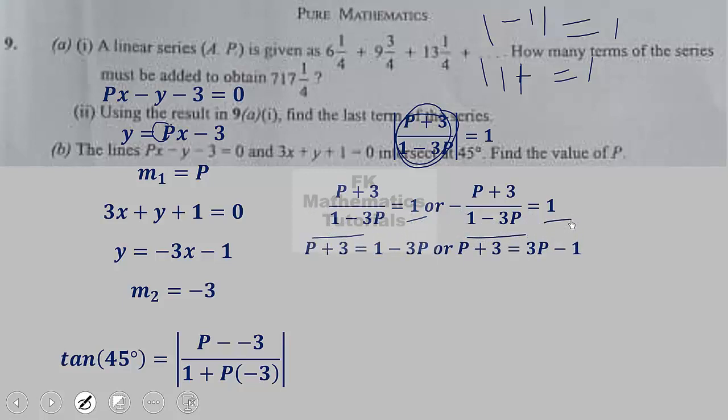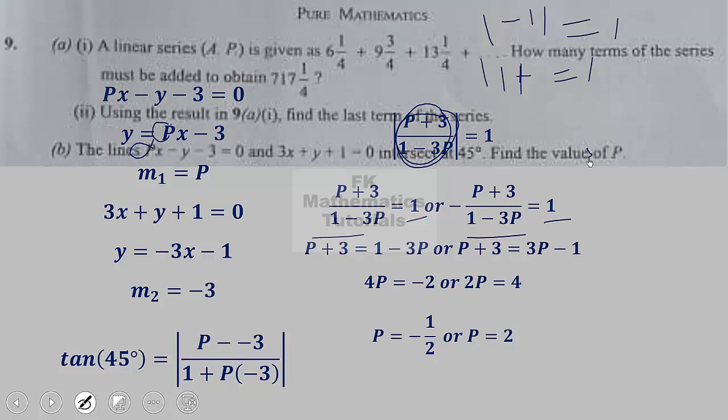So that will give us these two equations that when we solve, we will obtain p equal negative half or p equal 2. So there are two possible values of p. All of them, when you substitute p inside this equation here and you plot the graph, you see that the acute angle between them is 45 degrees. So it should have been 5 here.